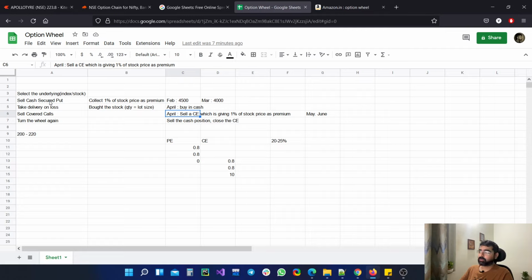Using it on index, I don't have a very good experience. I would suggest try to do it on stocks like Reliance or TCS. So the stock should be liquid, the stock you should be bullish on, and try to avoid running it on the same stock again and again. Instead, you should have a basket of stocks which are good for running this option wheel, and you can keep running them one after the other.